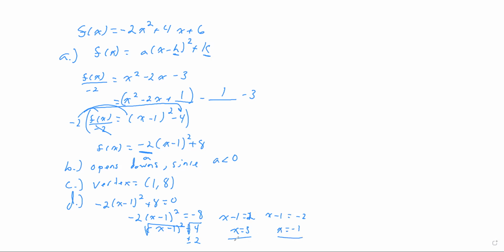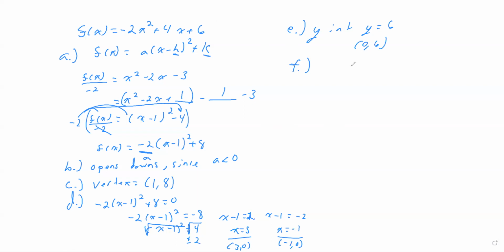I'm good with you writing it like this. If you want to write it as 3 comma 0 and -1 comma 0, that's perfectly fine with me. I wouldn't take off either way. Part E then asks identify the y-intercept. Remember, the y-intercept is just the c. So here it's just going to be y equals 6, or you could write it as 0 comma 6.